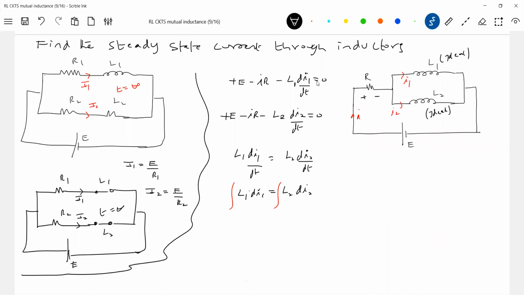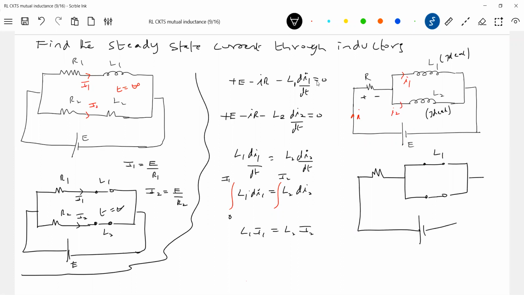Integrating, from 0 to I1 and I2, L1 I1 is equal to L2 I2. And I1 and I2 should hold after a long time also, where the inductors are replaced by short circuits. Let it be, no problem. This is a hypothetical problem because we never get an ideal inductor. I think you must be able to understand it just on paper.